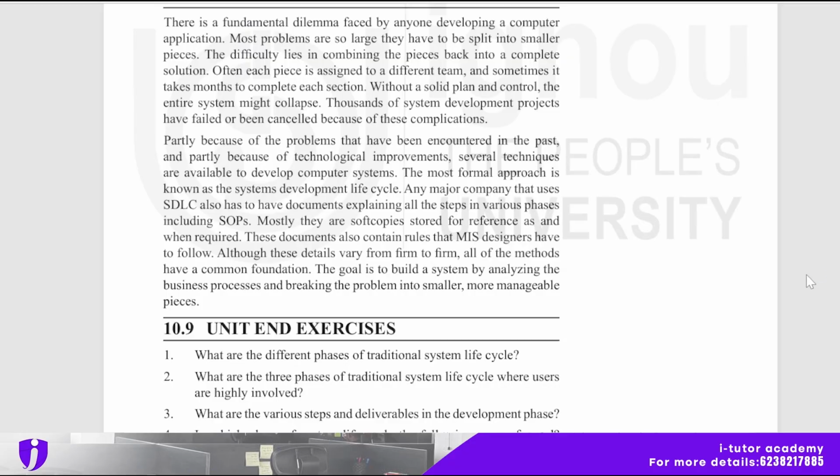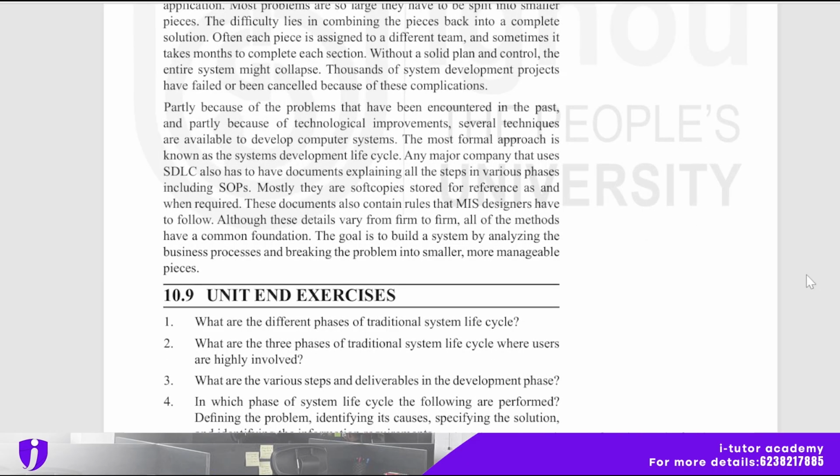Several techniques are available to develop computer systems. The most formal approach is known as the system development life cycle, and any major company that uses SDLC also has to have documents explaining all the steps in various phases, including SOPs, and mostly they are soft copies stored for reference as and when required.